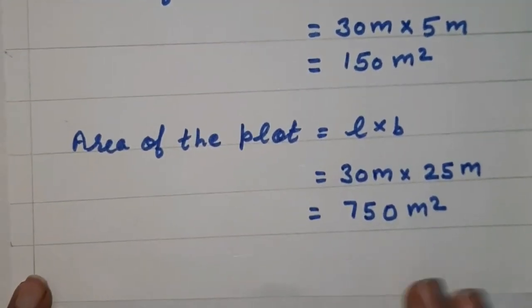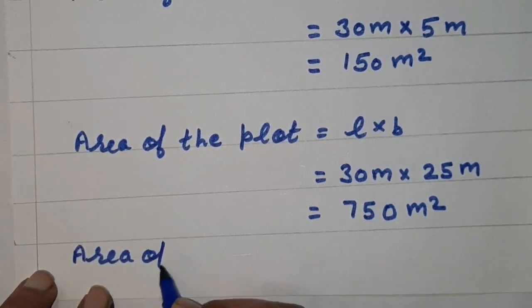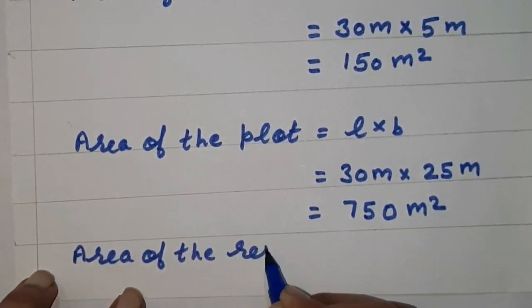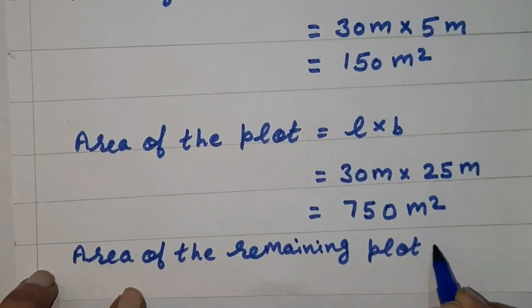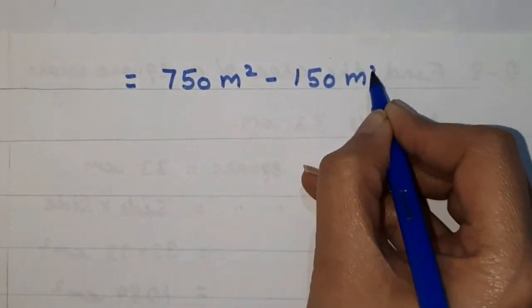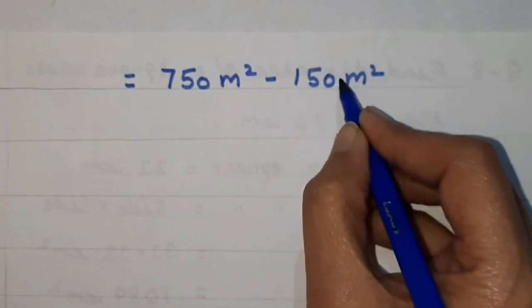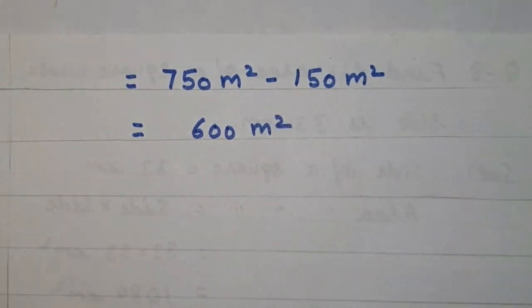Now area of the remaining plot is equal to 750 meter square minus 150 meter square. This is the area of the complete plot and this is the area of the path. So after subtracting we will get the area of the remaining plot, 600 meter square. I hope you have understood how to find out the area of rectangle and area of square.